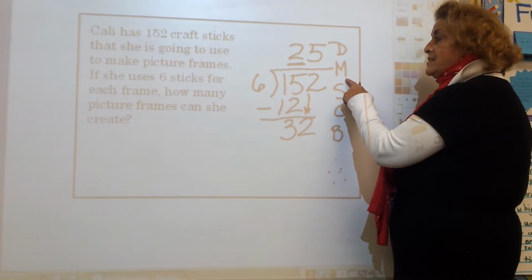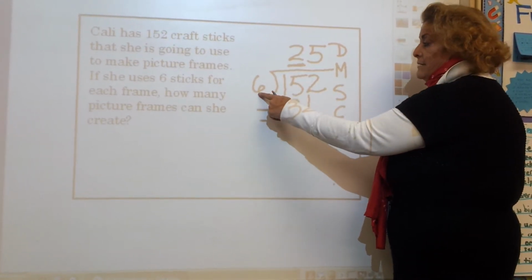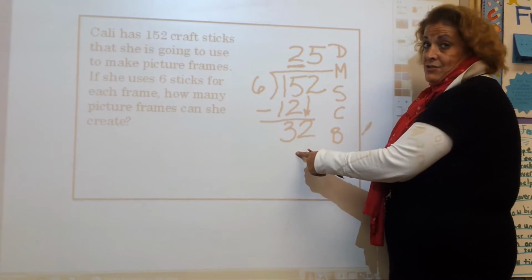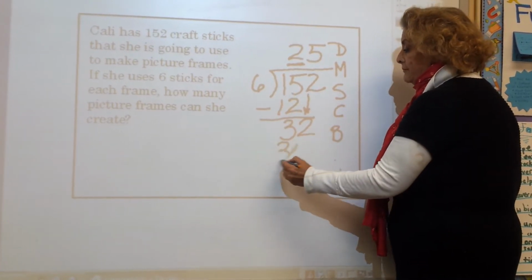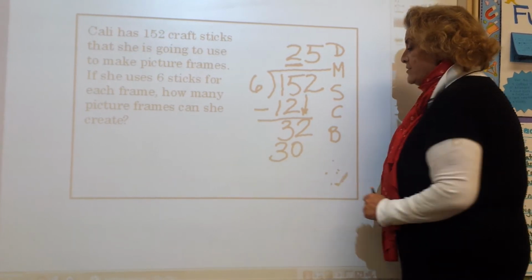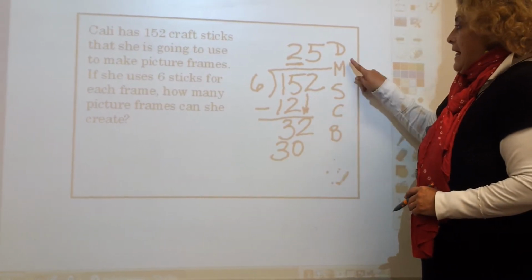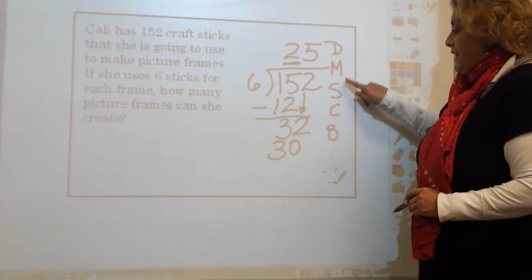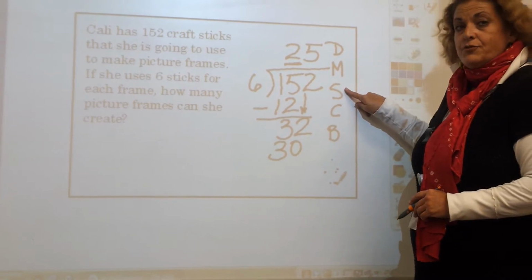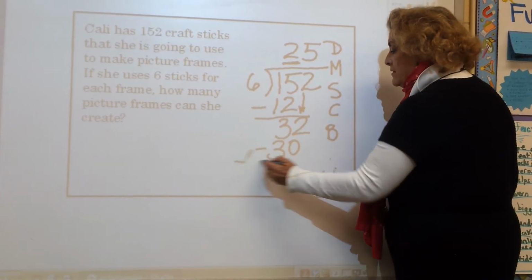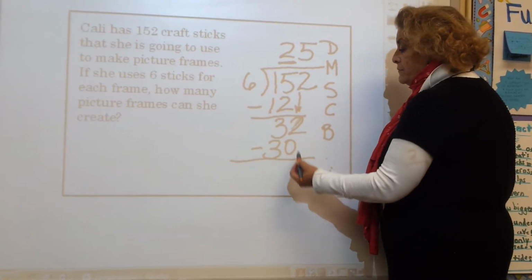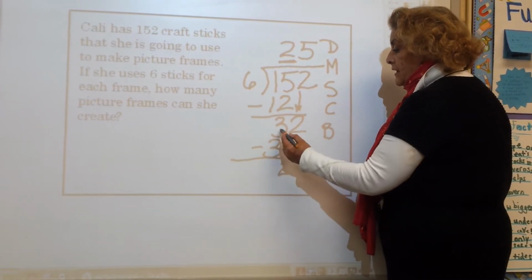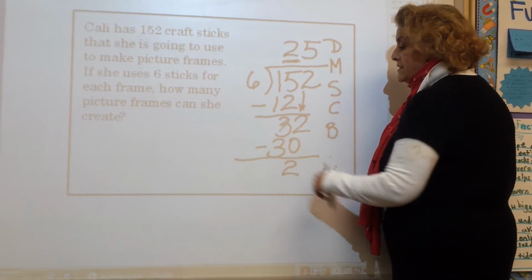My next step is to multiply that 5 times the divisor and put my answer under the 32. 5 times 6 is 30. I put the answer down. I have divided and multiplied. My next step is to subtract. I draw a line, make the sign, and do my subtraction. 2 minus 0 leaves 2. 3 minus 3 leaves 0.